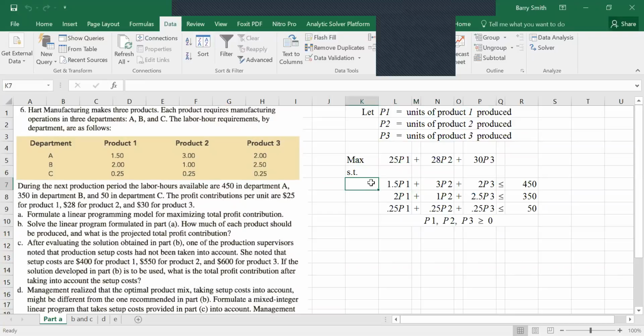And what we have to do is such that, well, we have to take the labor hours, 1.5 times P1 plus 3 times P2 plus 2 times P3. That has to be less than or equal to 450 for department A. And then for department B, we just use the criteria here and the 350. And for department C, we use these coefficients times P1, P2, P3, and then that has to be less than or equal to the 50. And the only other thing we can tell is P1, P2, and P3 are greater than or equal to 0.